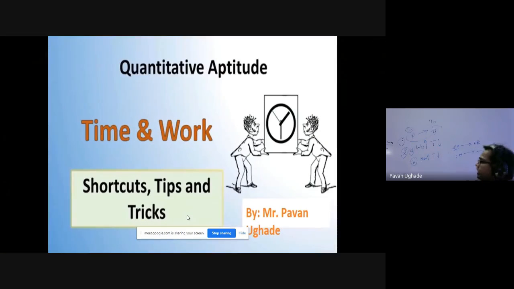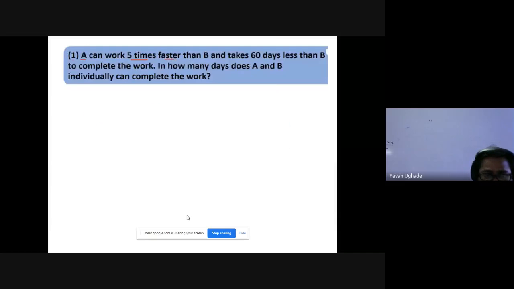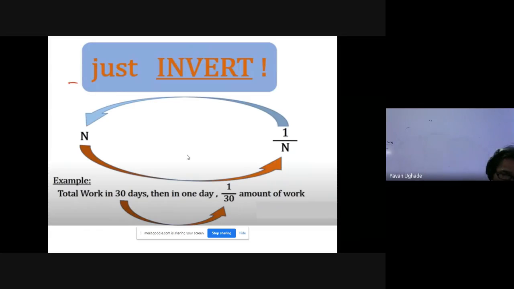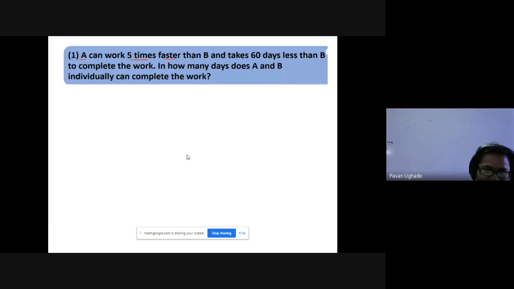Okay, let's move towards the first question of the session. Definitely, whatever we have talked about is going to be implemented here. It is just the inverse proportion that we'll be using. As I mentioned, mostly I'll be simply applying the concept of conversion of n days to 1 day first. If it takes n number of days to finish the whole job, the amount of work done in 1 day is 1 by n. I'll be applying this.